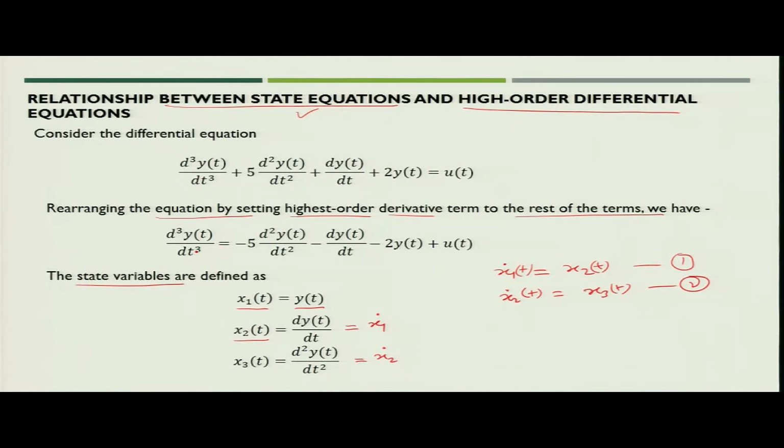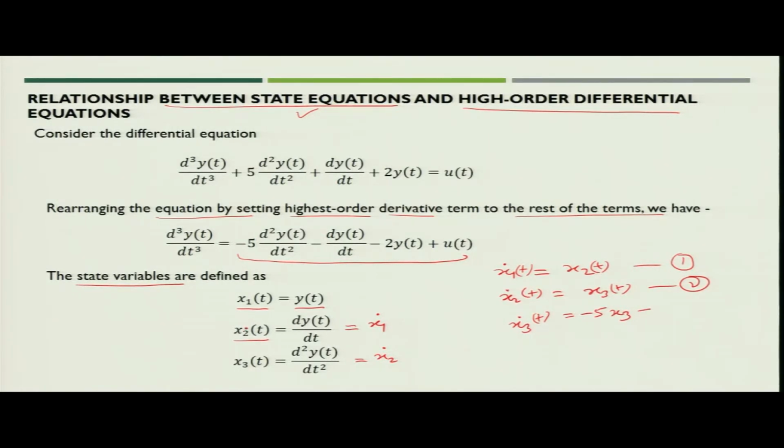x3 dot is nothing but d3y by dt3, because you take the derivative of this again, you will get d3y by dt3. So, if you see, x3 dot is nothing but equal to this equation. So, what you can write, if you compare, x3 dot is nothing but equal to minus 5 d2y by dt2, minus 5 d2y by dt2 is nothing but x3, then minus dy by dt.